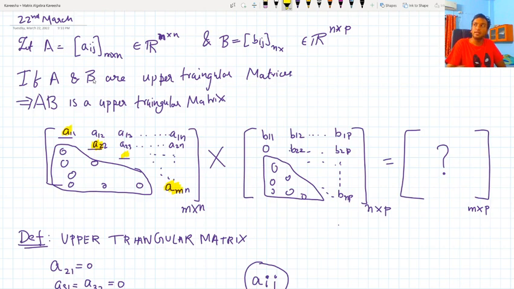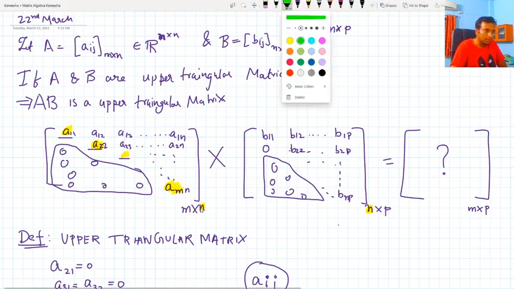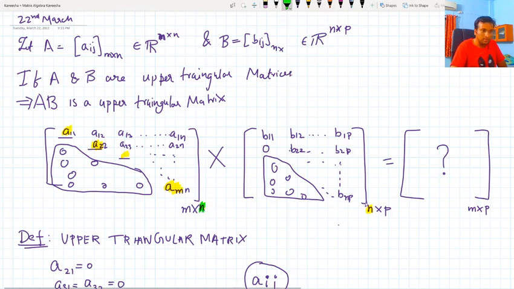Let us take that they are not of the same dimension. For example, if A is m cross n, then B could be n cross p. It's just that the matrix multiplication should be possible. So I took a matrix A, m cross n, where there are m into n entries, and a matrix B. I ensured that B has n rows and A has n columns. That is the condition for the matrix multiplication to exist.